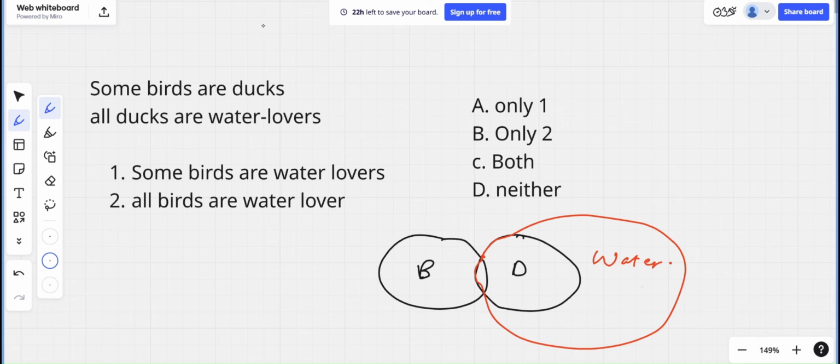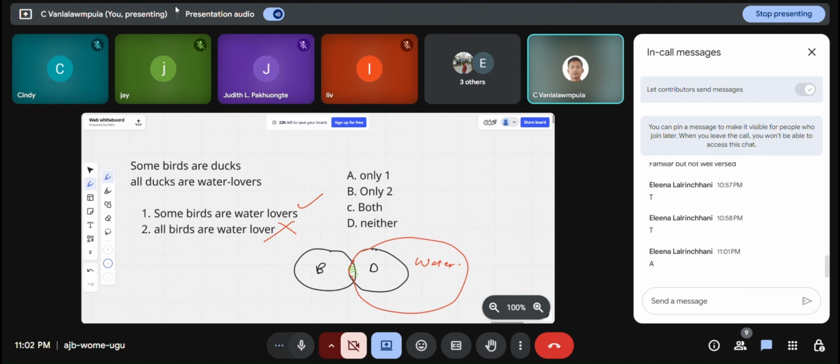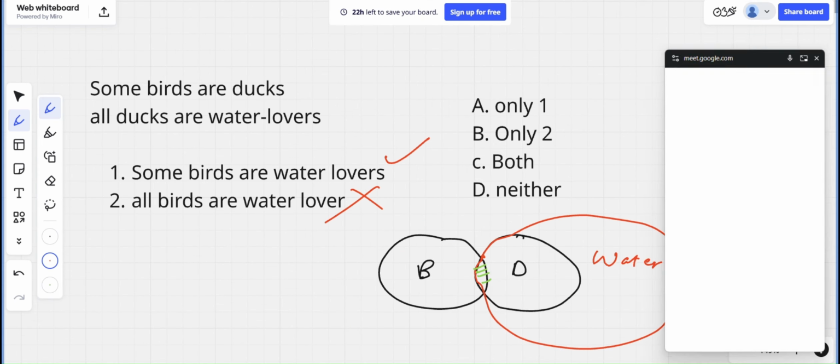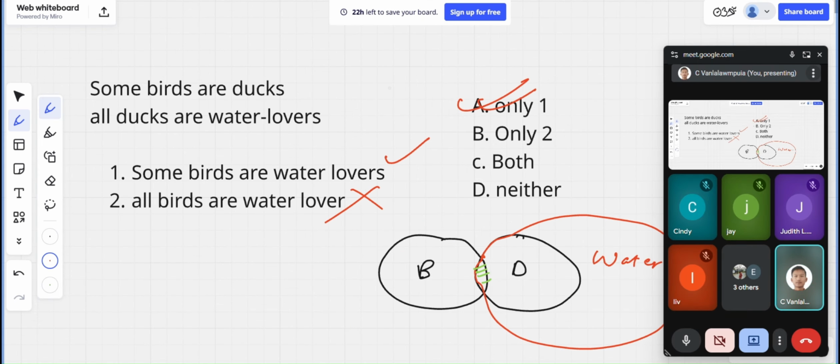Some birds are water lovers. It is true, because see, they're sharing this green part. So one is true. All birds are water lovers. Obviously, no, this is not true. So what is the answer? Only one. Okay, Elena is good.